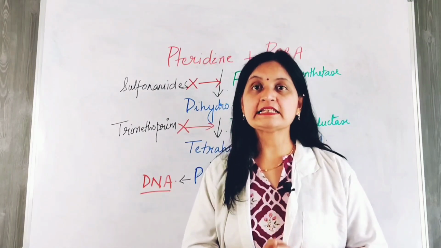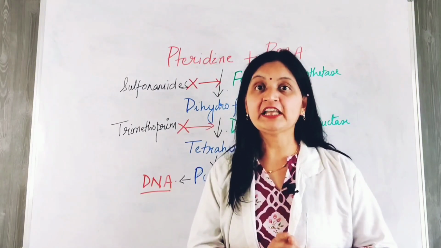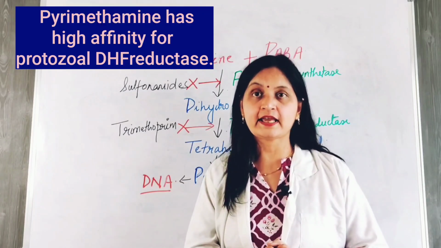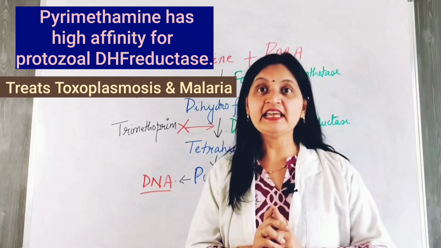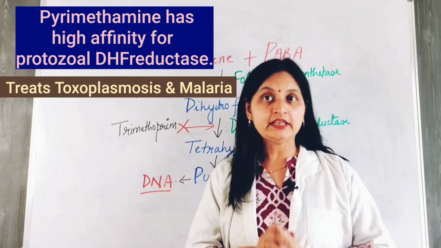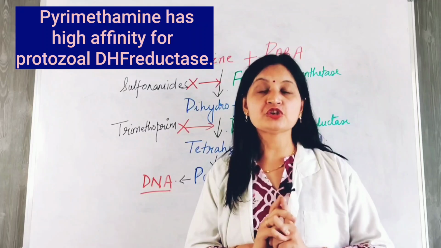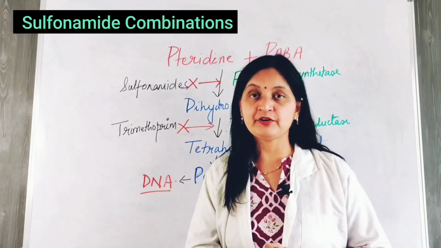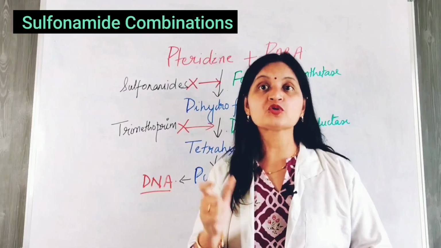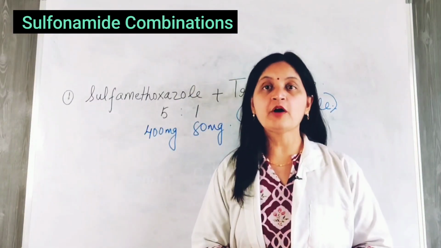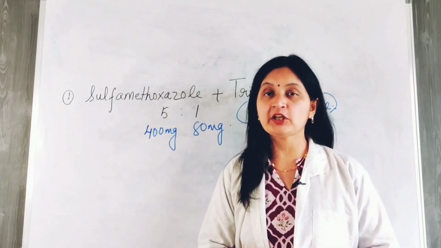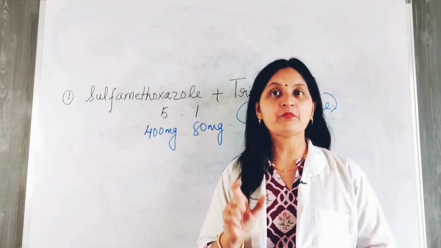The point of difference is that trimethoprim has high affinity for bacterial enzyme, that is bacterial dihydrofolate reductase enzyme, and pyrimethamine has very high affinity for protozoal dihydrofolate reductase enzyme. Therefore, pyrimethamine is used in combination with sulfonamides for the prevention and treatment of toxoplasmosis and malaria, which are protozoal parasites. So talking about the combinations of sulfonamides, they can be combined with trimethoprim, and the combination is known as co-trimoxazole.